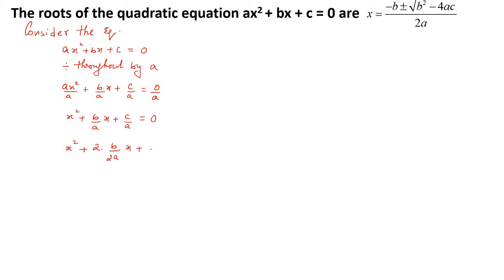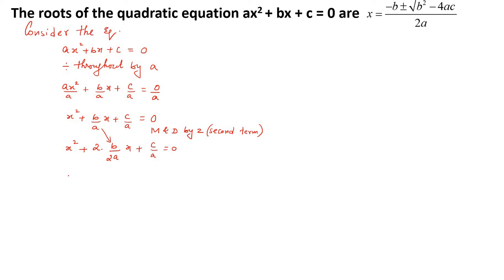The second term where we have x, we are multiplying and dividing by 2. So multiply and divide by 2 only for the second term. That means the term where the power of x is 1. So only this term we are multiplying and dividing by 2.